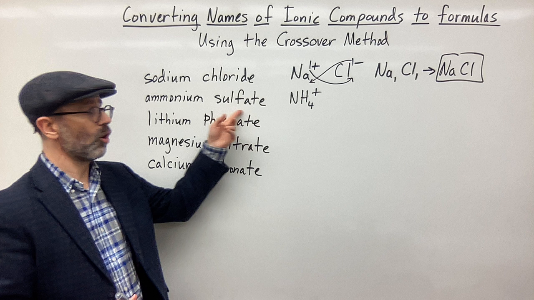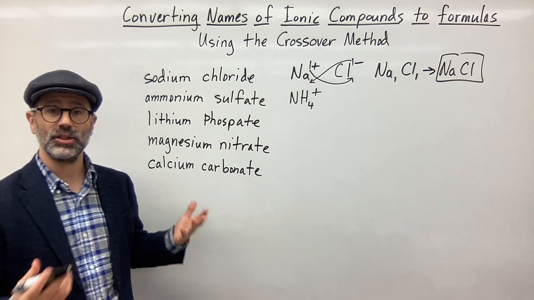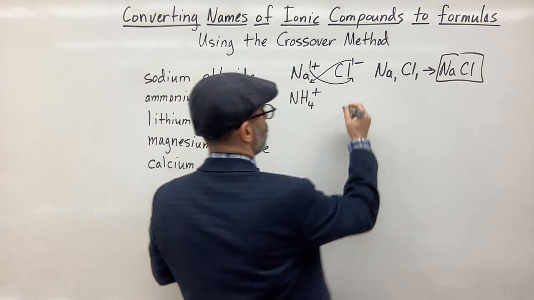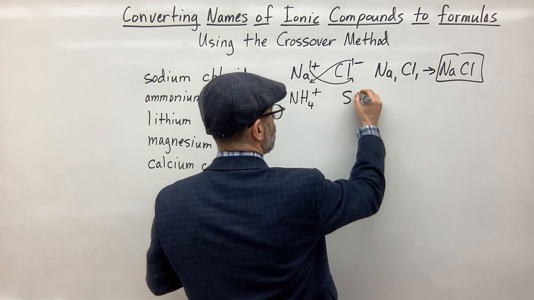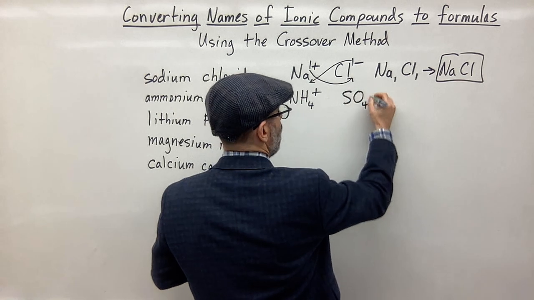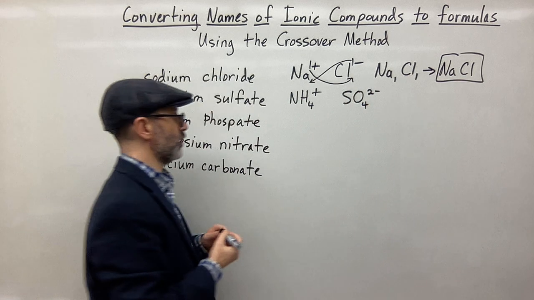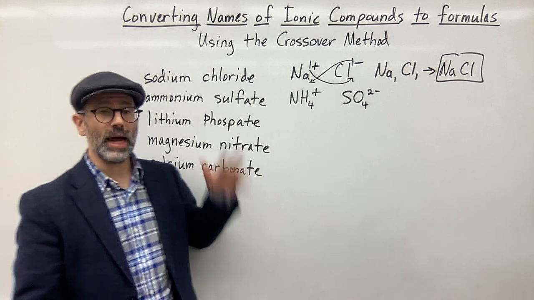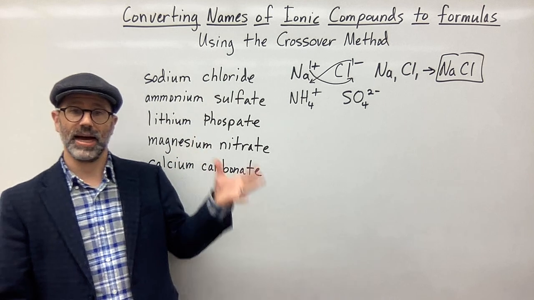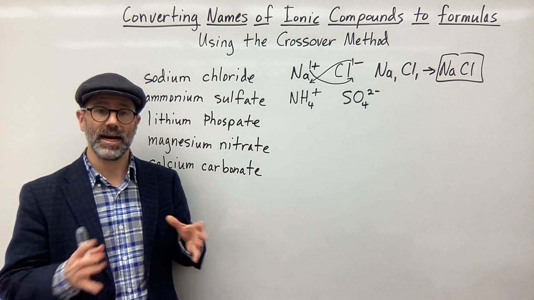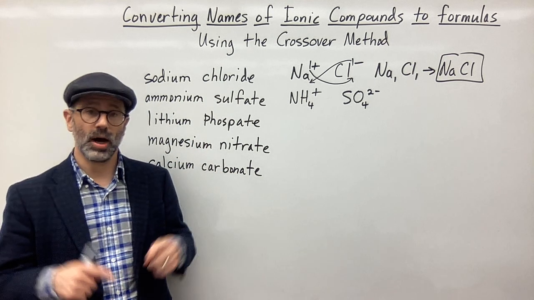And then we've got sulfate. That's another polyatomic ion. So you have to know the formula for sulfate. That's going to be SO4, and it's got a 2- charge on it. And so now we have our two ions. We've got the cation and the anion. And so we're going to do our crossover.